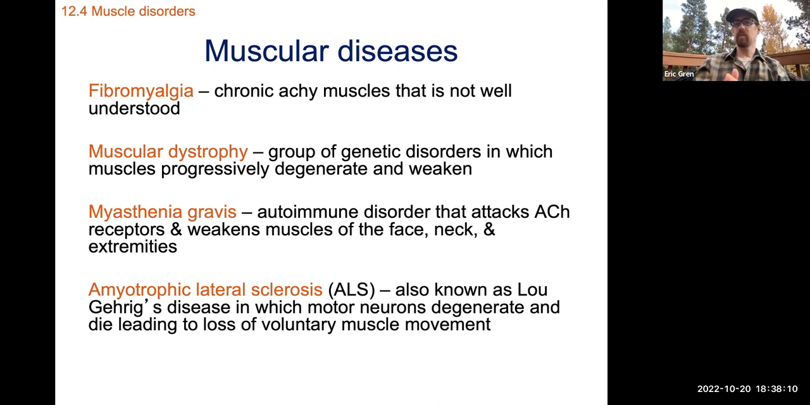Muscular dystrophy, can't talk. This is a genetic disorder. It's actually a group of related genetic disorders where you've got progressive degeneration of the muscle tissue, weakening of the muscles.